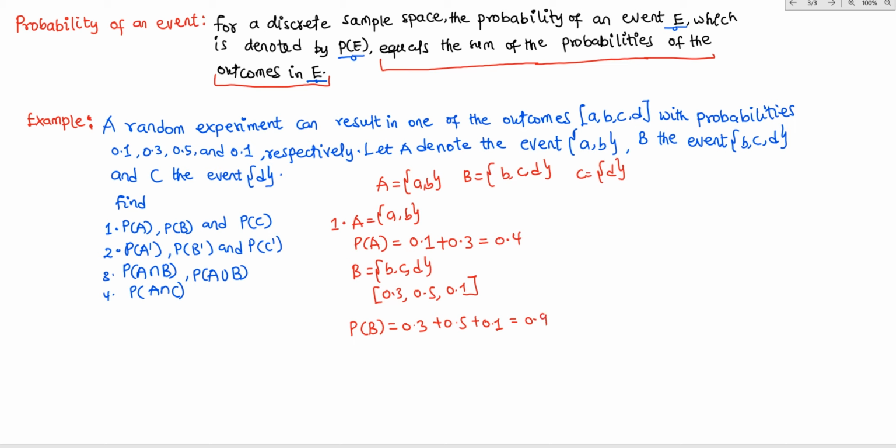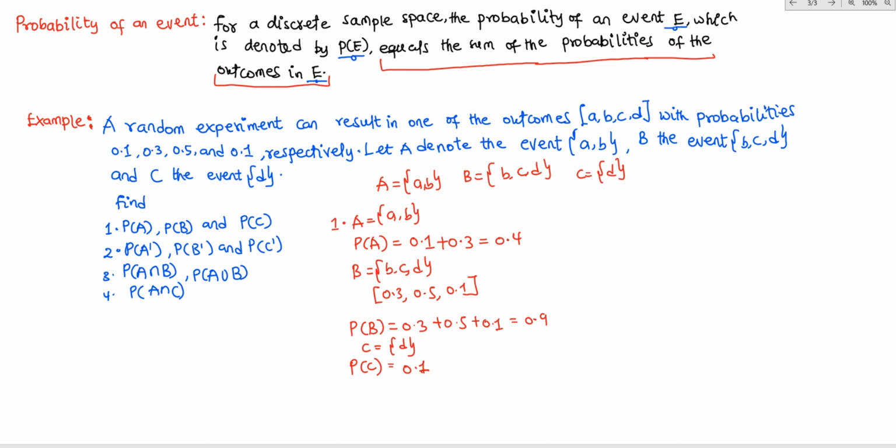So now let's look at the third one for question one, which is that we should find the probability of C. We know that for event C, we have the outcome D, right? And the probability of the outcome D is given as 0.1. So the probability of event C is 0.1.